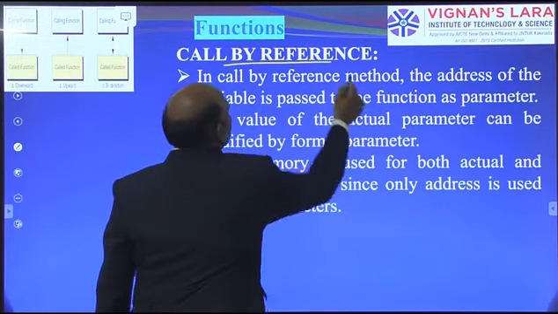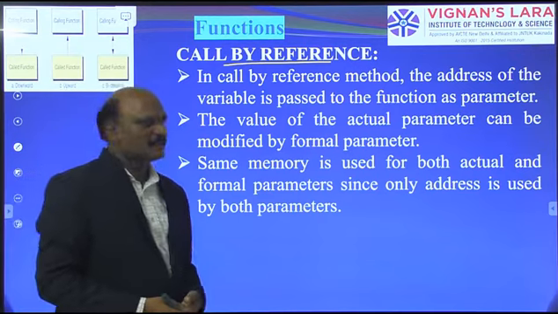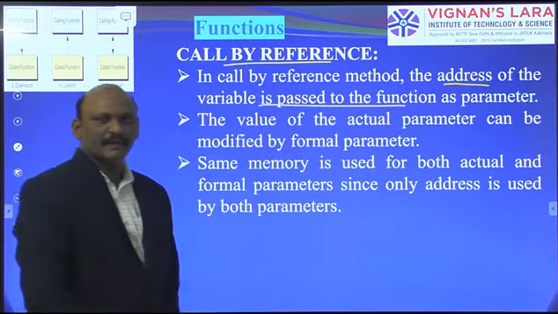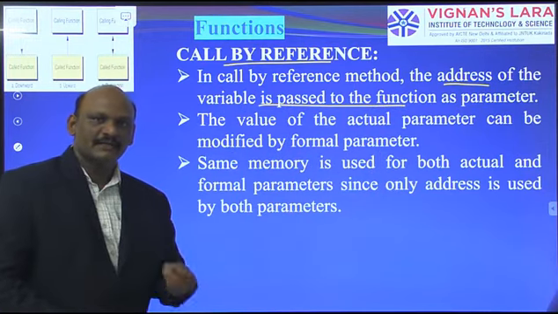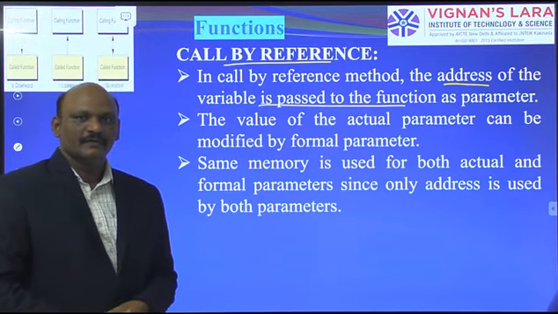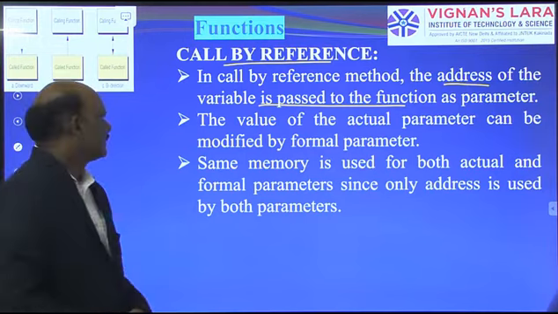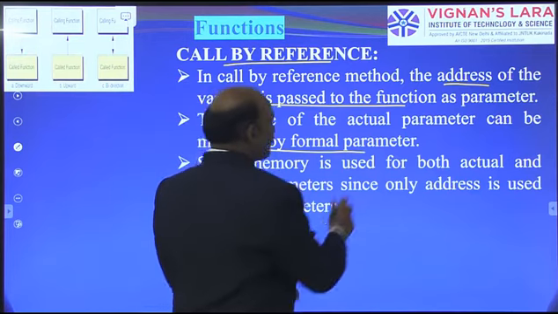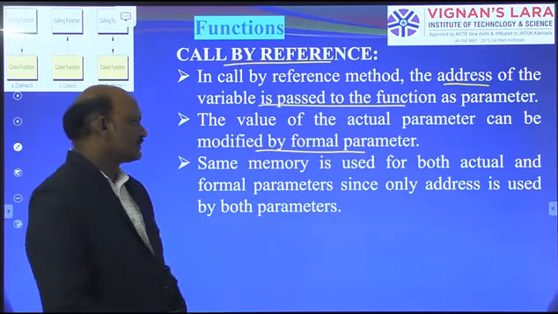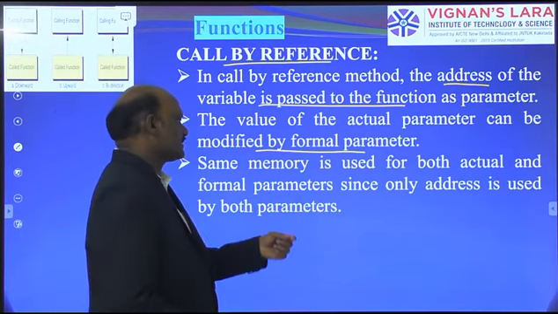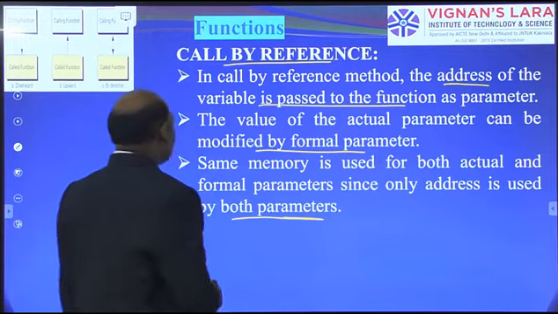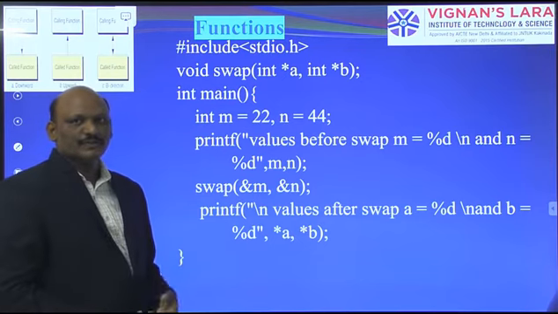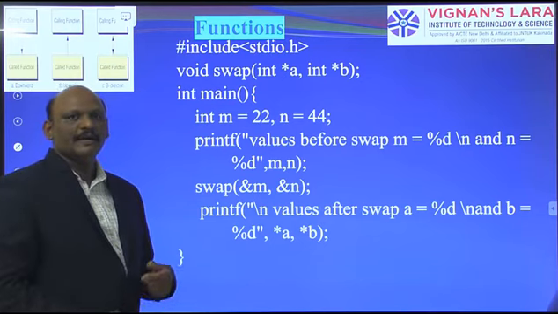Coming to the next method, call by reference. In the call by reference method, the address of the variable is passed to the function as a parameter. In call by value, we pass the value from the calling function to the called function. Here we are passing an address. So the value of the actual parameter can be modified by the formal parameter. The same memory is used for both actual and formal parameters, since only one address is used by both. I will explain with this. Write a C program to swap two integers using call by reference.